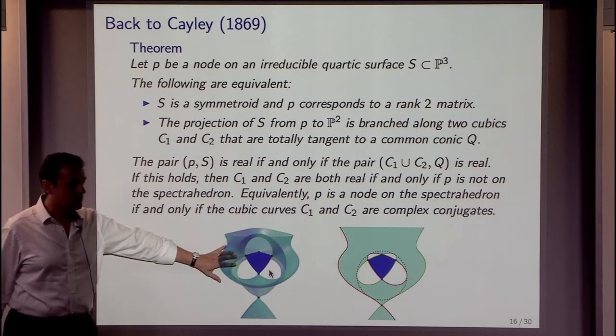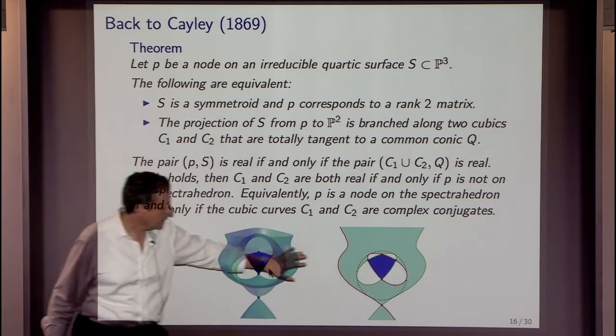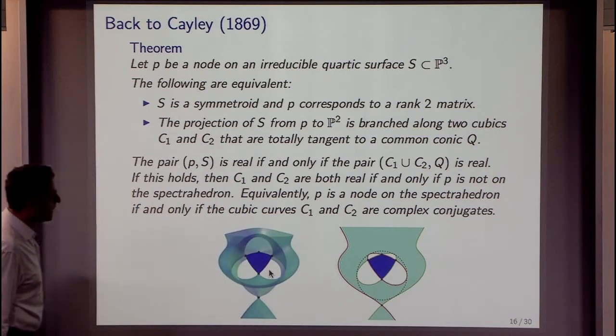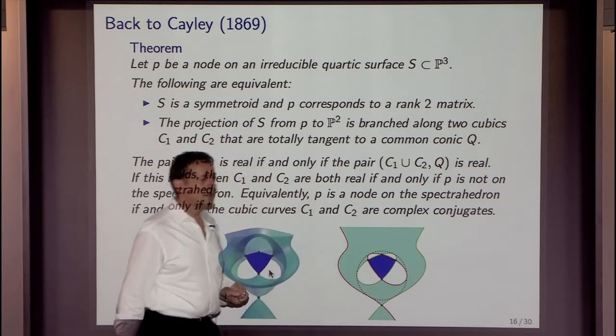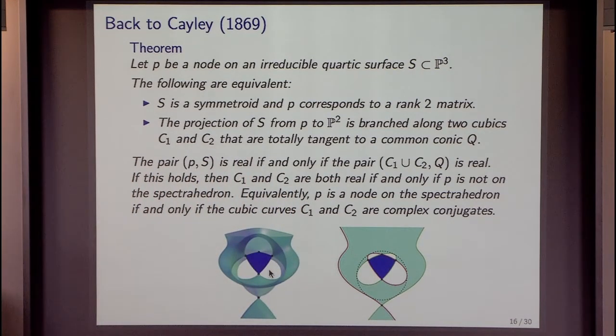So here's the symmetroid with the spectrahedron, and it looks like this. And then in addition, there is a circle. There's a conic, which is basically the neighborhood of the camera. So the camera sits on the surface, and it sees a little circle. That's the circle. What's the node that you project on?